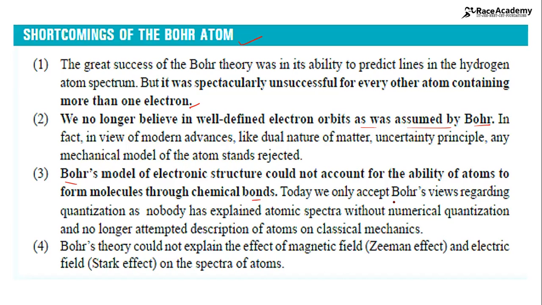That means today we only accept Bohr's views regarding quantization, as nobody has explained the atomic spectra without numerical quantization, and no one attempts a description of atoms based on classical mechanics. And one more, most important drawback here is Bohr's theory could not explain the effect of magnetic field, that is the Zeeman effect, and that of the Stark effect, that means the electric effect on the spectra of atoms. Splitting of spectral lines in the presence of a magnetic field is called the Zeeman effect, and splitting of spectral lines in the presence of an electric field is called the Stark effect. These effects are not explained by Bohr's theory. These are the drawbacks.